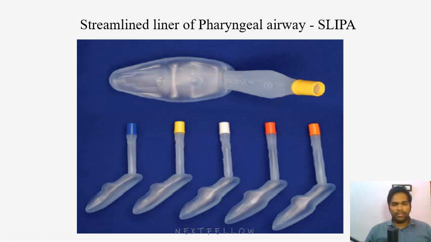You can identify, this is a very peculiar structure. Now you just remember, when you see this image, you mark it as SLIPA. That is streamlined liner of pharyngeal airway, SLIPA.